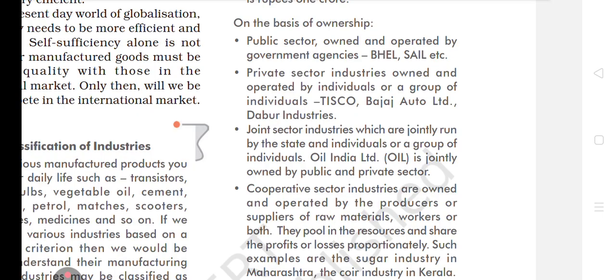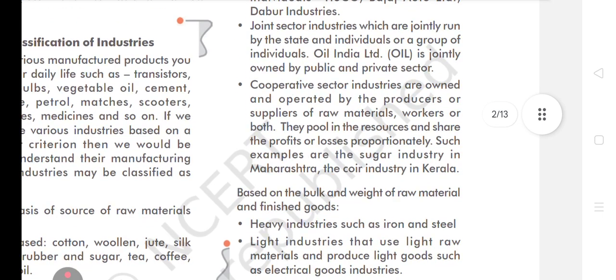Now next we have joint sector industries, which are jointly run by the state and an individual or a group of individuals. So these are joint sector industries. For example, Oil India Limited is jointly owned by the public and private sectors, in which government agencies come together with private agencies, meaning an individual or a group of individuals.